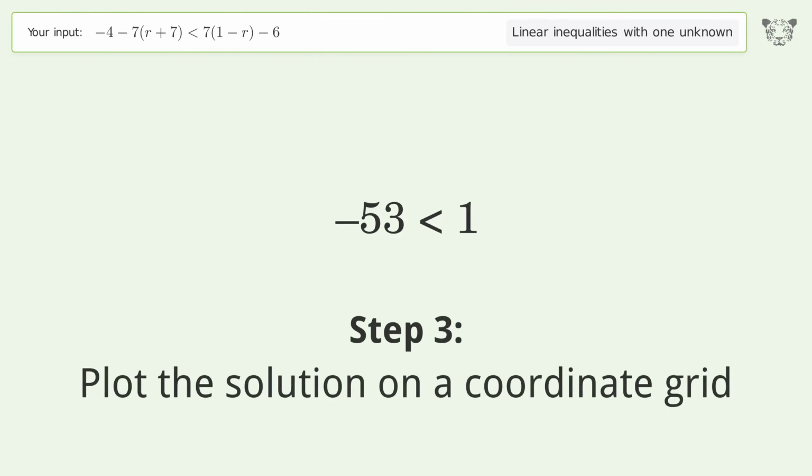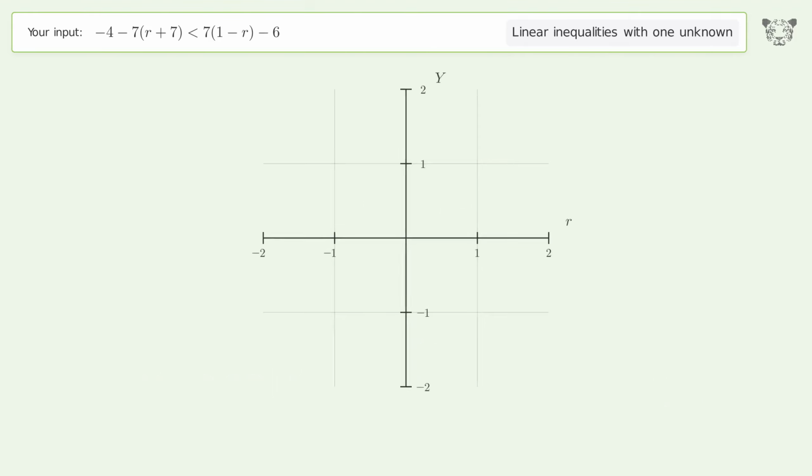Plot the solution on a coordinate grid. And so the final result is -53 smaller than 1.